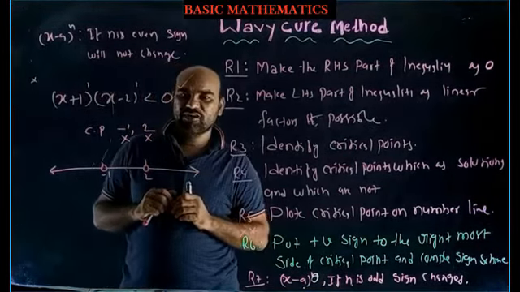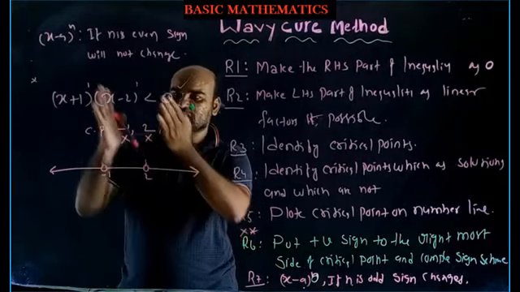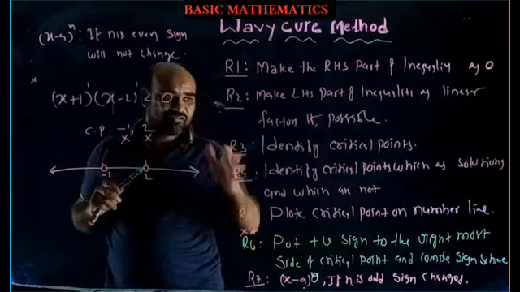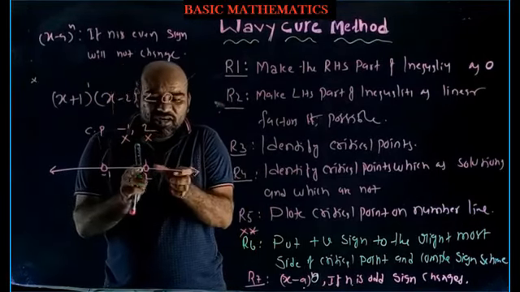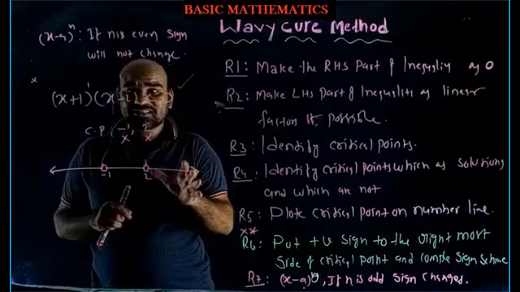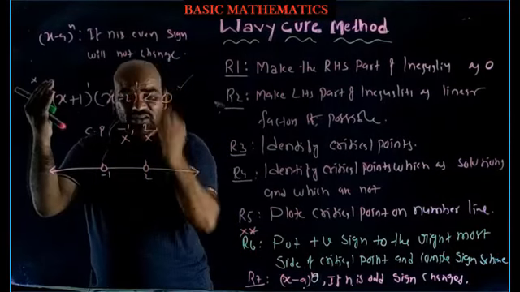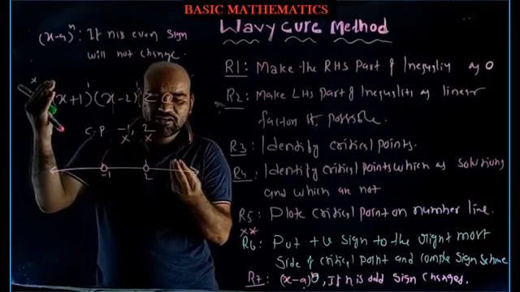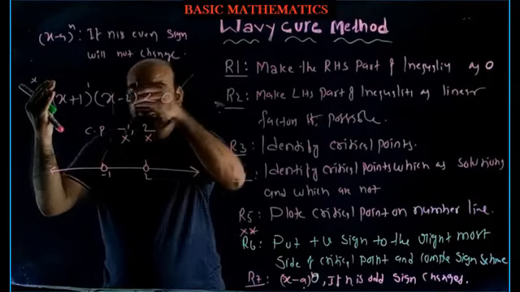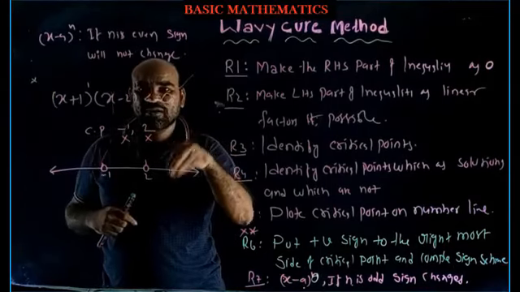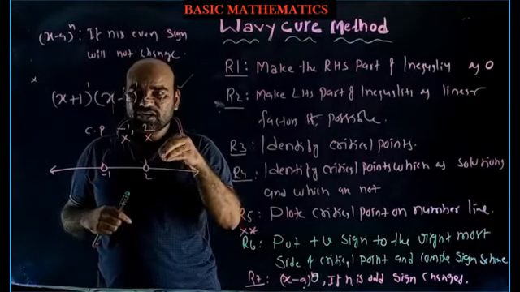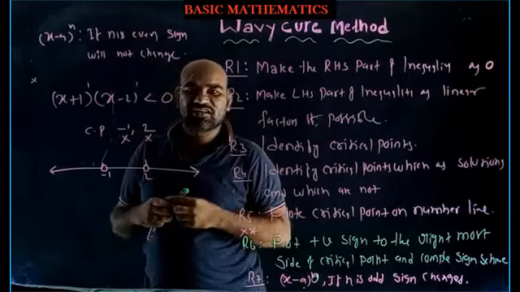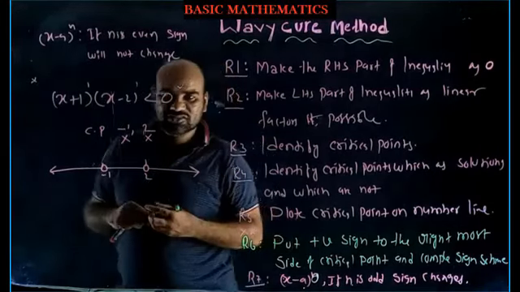Now we want to identify which area of the real number line is the solution of the given inequality. Without using this method, you would need to find the sign of this expression for these values. You would take values of x greater than 2, substitute, and verify whether it is plus or minus. But the wave curve method says that you can find the sign directly without substituting those values.